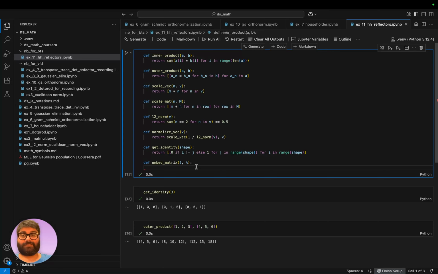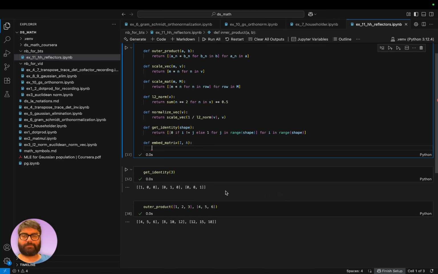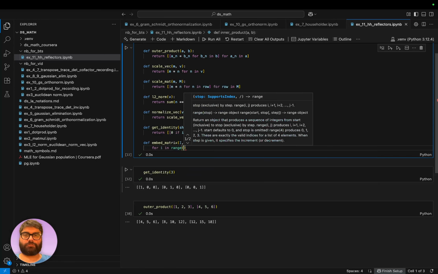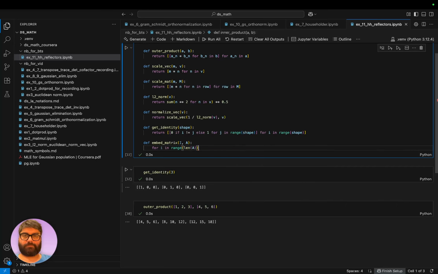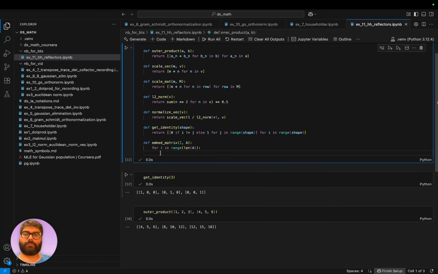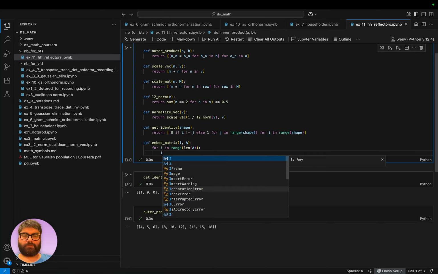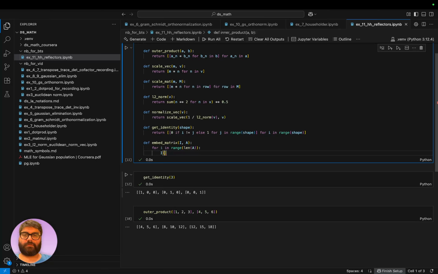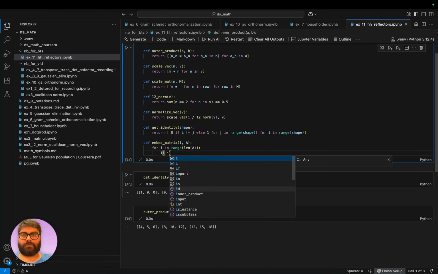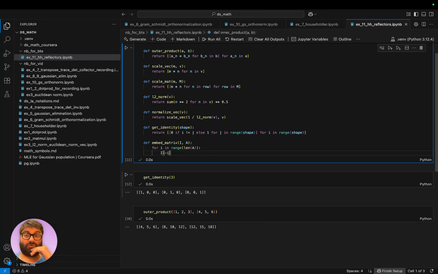It's probably something I'm forgetting. Let's talk embedding of matrices. How do we do this again? For I in range len A, I'm gonna have to do some sort of slice assignments. I negative I, right? So the last row.